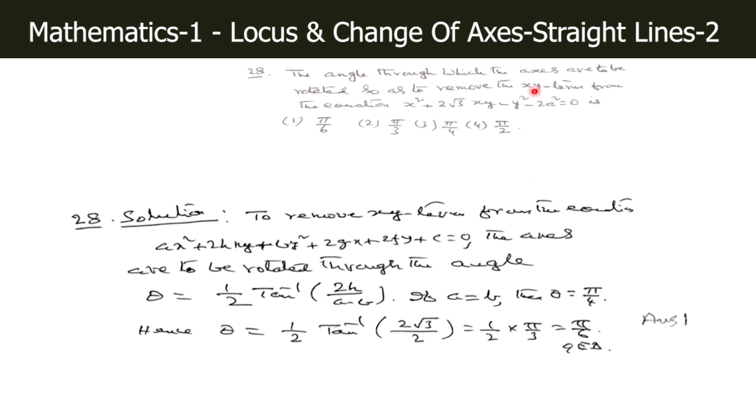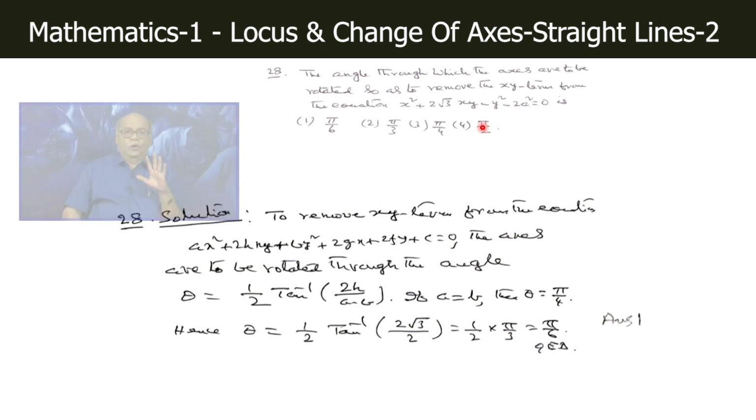The next problem: the angle through which the axes are to be rotated so as to remove the xy term from the equation x square plus root 3 xy minus y square minus 2a square equal to 0 is: option 1, pi by 6; 2, pi by 3; 3, pi by 4; and 4, pi by 2. Okay, right.